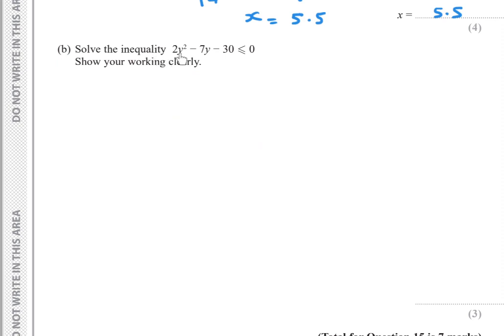B. Solve the inequality 2y squared minus 7y minus 30 less than or equal to 0. To solve this quadratic inequality, solve the equation 2y squared minus 7y minus 30 equals 0. To find the solution for the quadratic equation, you can factorize, or you can use the formula, or you can use your calculator. Mode 5 3, enter a equals 2, b equals negative 7, c equals negative 30. You have two values, y equals negative 5 over 2, and the other value y equals 6.